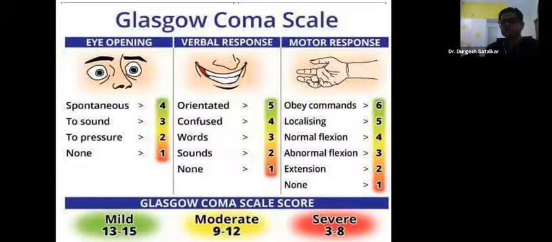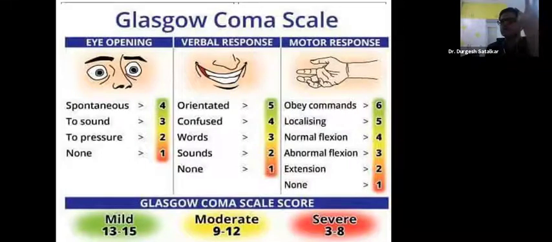Then the verbal response: if the patient is oriented, we give 5 points. If the patient is confused, we give 4 points. Inappropriate words, 3 points. Incomprehensible sounds, 2 points. If there are no sounds, V1, and in intubated patients we write VT.